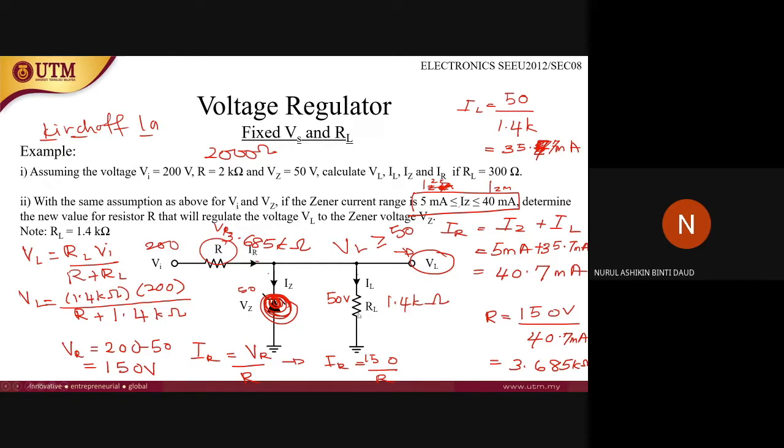But the other information is very exact, because this is 50 volts and this is also 50 volts. And for the VZ to work, the minimum current is 5 milliampere. So that is very exact, I mean, that is very confirmed. But VL equal to 50 is not confirmed, because the VL value can be bigger.